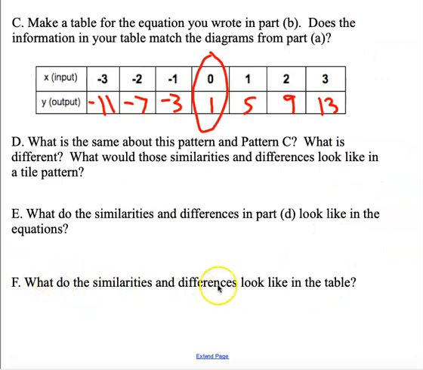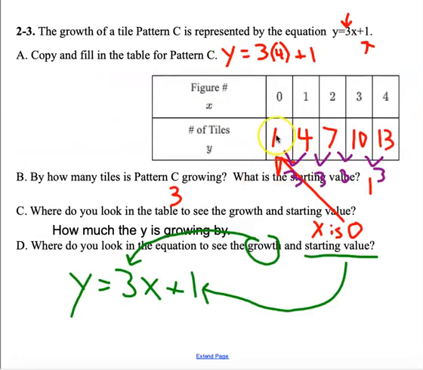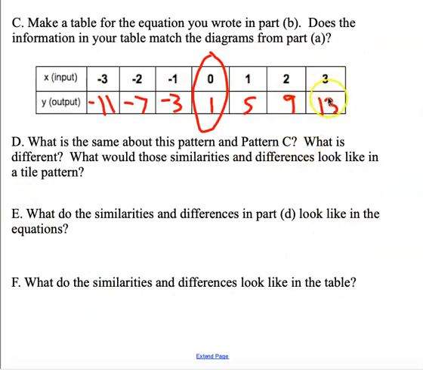And what do the similarities and differences look like in the table? Well, here's a table for this one. You can see it right here. And here's a table for this one. So they both started with 1. We didn't go into the negatives here. But you notice how after 3, they only have 10. But here after 3, we have 13. So they have numbers in it, but they're growing a lot faster. So what we did today is we took a huge leap forward into how these things work.